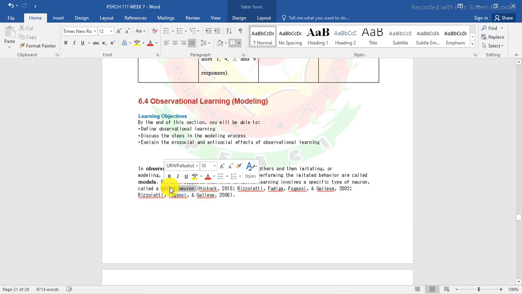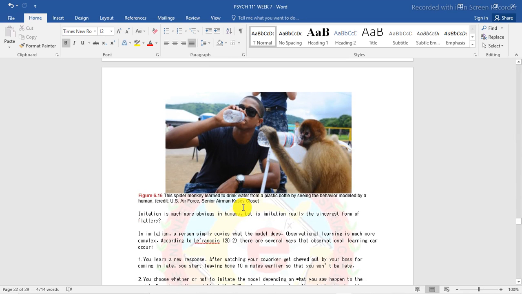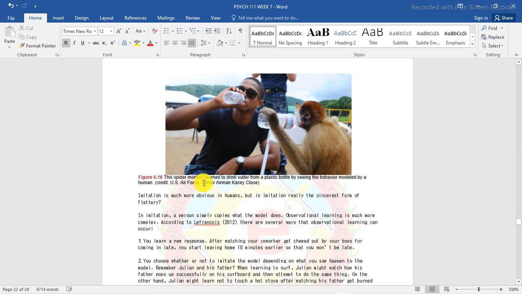So, meron pala tayong mirror neuron. Okay, sabi ito ng mga researchers. Ito yung part sa brain natin na nag-iimitate tayo. Okay. Example ito, parang yung unggoy. Uminom yung tao, uminom din siya. Okay? Okay, so this spider monkey learned to drink water from a plastic bottle by seeing. So, he's seeing, di ba? Nakita niya. Behavior modeled by a human. So, yung model dyan is itong tao.